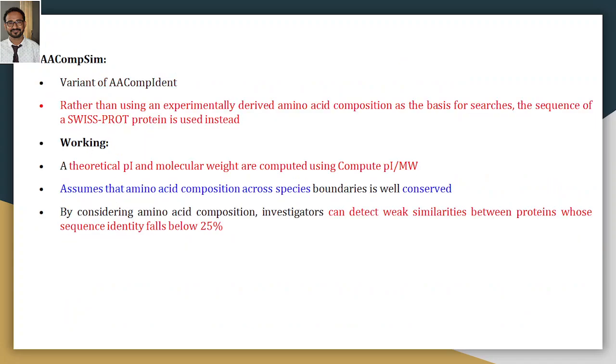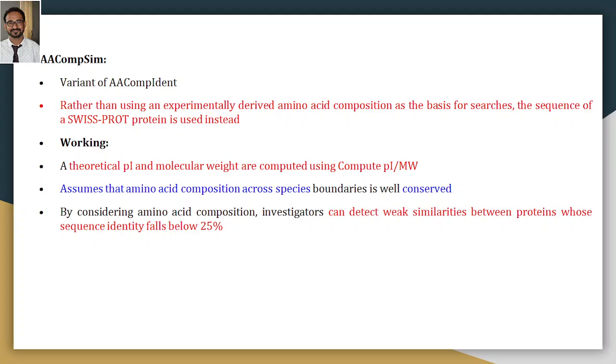That's how it works. Next, the second one, AACompSim, the composition based on similarity to sequence identity. It is a variant of AACompIdent, a variant of the first version, that is amino acid composition identification. Rather than using the experimentally derived amino acid composition as the basis of the search, it simply uses a Swiss-Prot protein.